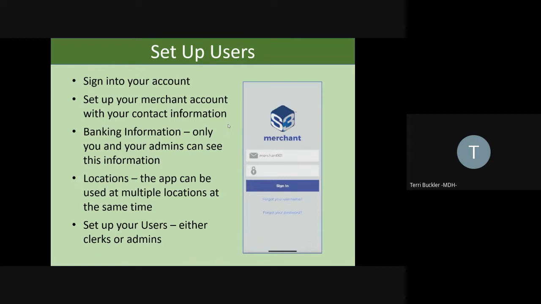Then you're going to set up the locations that you go to market at. And then you're going to set up your users. Now, there are 2 different ways to set up users. One is the admin, which is you, the owner. And the other way is the clerks. So anyone that you want to be responsible for sales at a market is going to be a clerk. You don't want your clerks to see your banking information. We understand that. So that's why they are 2 different separate types of users.